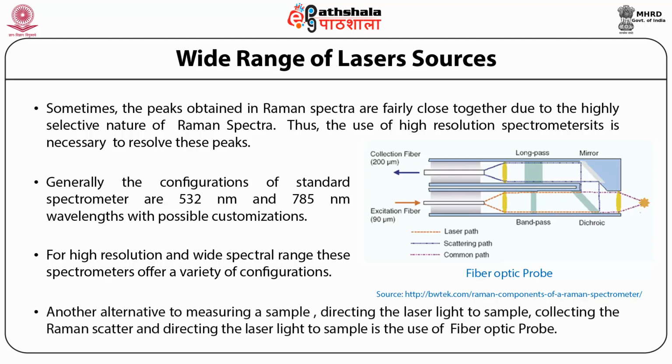Another alternative to measure a sample, directing the laser light to the sample, collecting the Raman scatter, and directing it to the spectrometer, is the use of a fiber optic probe. The use of a fiber optic probe is included in the Raman spectrometers to resolve the close peaks. The schematic diagram of a fiber optic probe is shown on this slide.